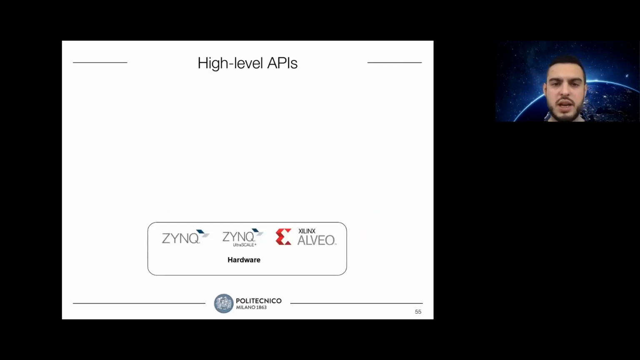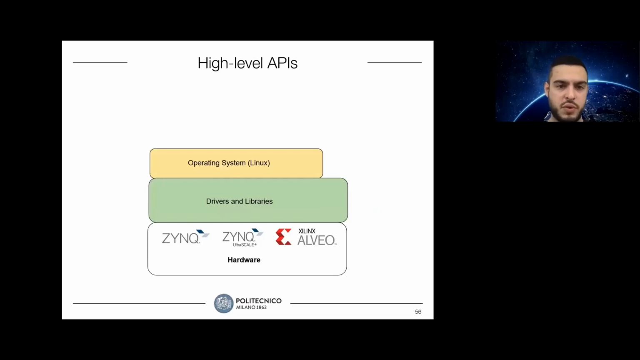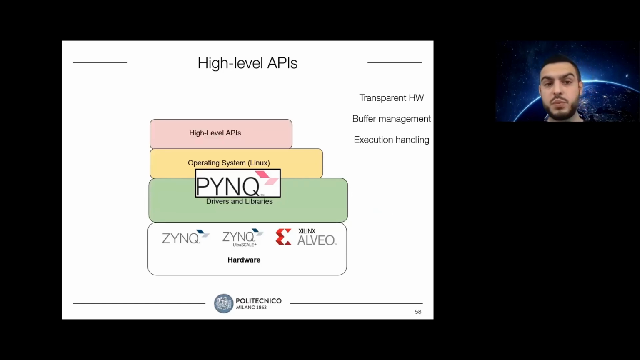Moreover, our framework exposed to the user the chance to target different Xilinx FPGA technologies. On top of which, thanks to the drivers and operating system, mainly here coming from the PYNQ framework, we built high-level APIs that ease the accelerator usage, making it transparent to the final user, that can build her own application layer without explicitly managing the underlying hardware.